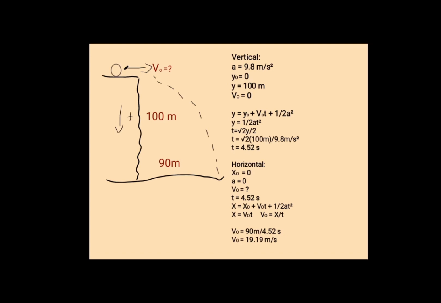But initial velocity is our missing value, so we simplify the equation. The equation we are going to use is initial velocity equals x over time. Then we substitute the values. Initial velocity equals 90 meters, which is the x, over 4.52 seconds for the time. Then the value of the initial velocity is 19.91 meters per second.